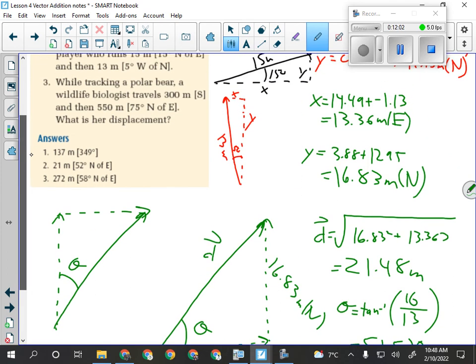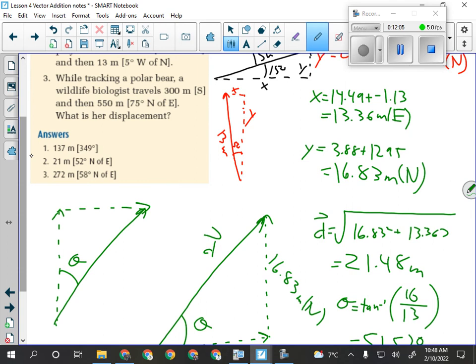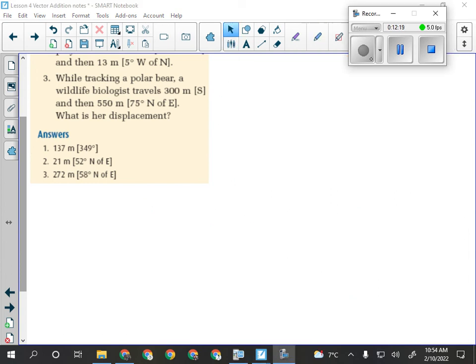I want you to try number 3. Here's why I want you to try number 3. Scale matters. I want to illustrate the importance of scale with question number 3. All right, so I'll give you a few minutes to get the diagram drawn for number 3. So, while tracking a polar bear, a wildlife biologist travels 300 meters south and then turns and goes 550 meters at 75 degrees north of east.